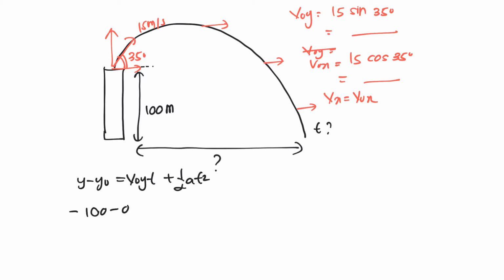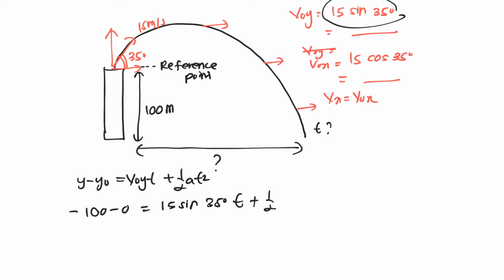Like I mentioned before, make sure that you choose your reference point. Your V naught y will be this one, because throwing upward is going to be positive. So 15 sin 35 degrees times t plus 1 over 2 times negative 9.81 t square. Once you get this, you are going to use the quadratic formula to get the answer.